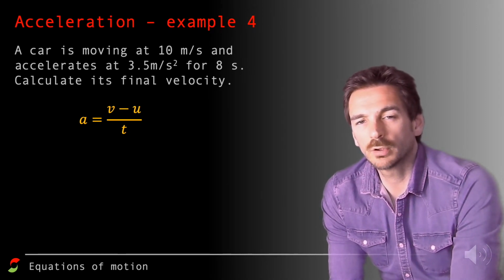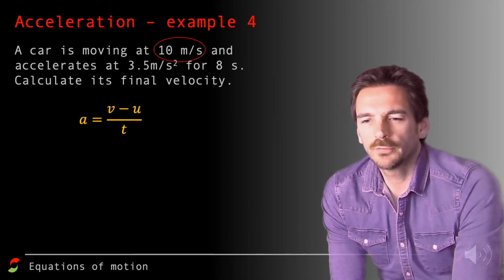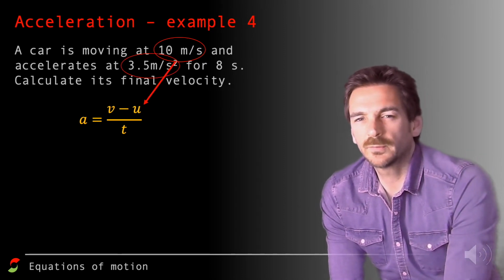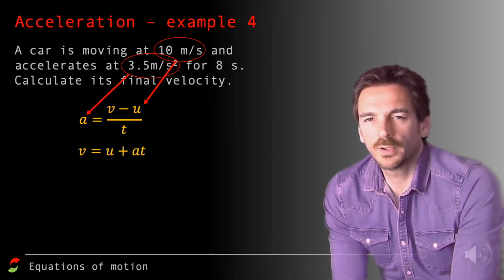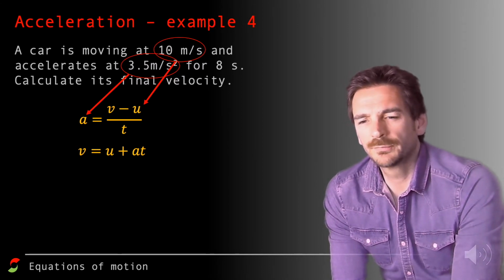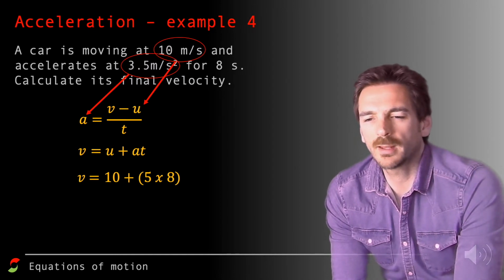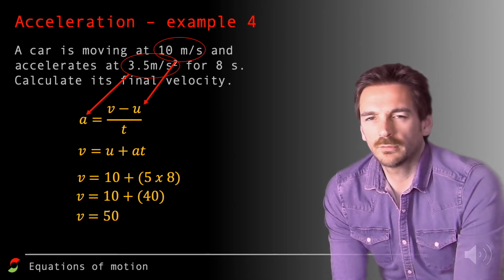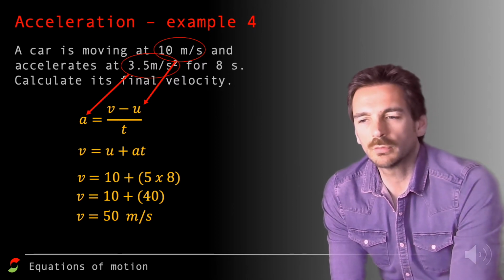And again, make sure you're comfortable and confident with rearranging equations. So we've got 10 meters per second for the initial velocity, 3.5 meters per second squared for the acceleration, and we're going to calculate the final velocity. Rearrange it, v equals u plus at, substitute in the numbers, and always do it step by step in an exam, and we get a final velocity of 50, and that's going to be 50 meters per second. Never forget the units because you'll lose a mark if you don't quote the units.